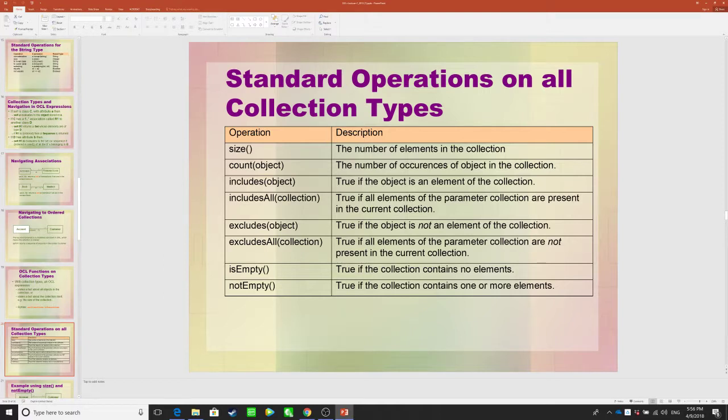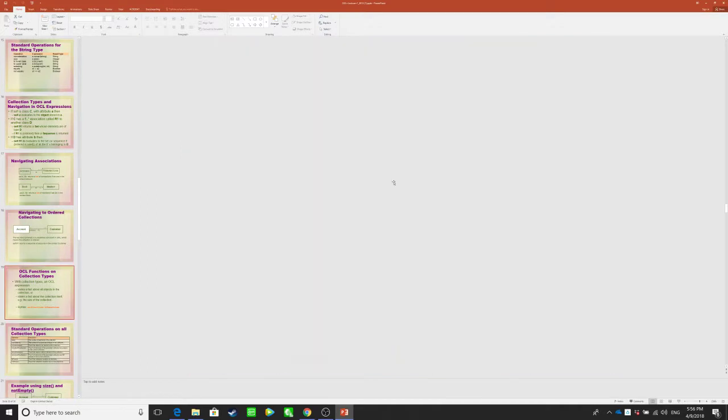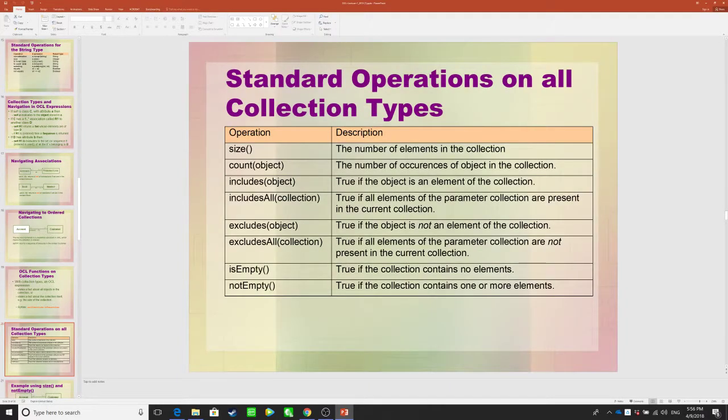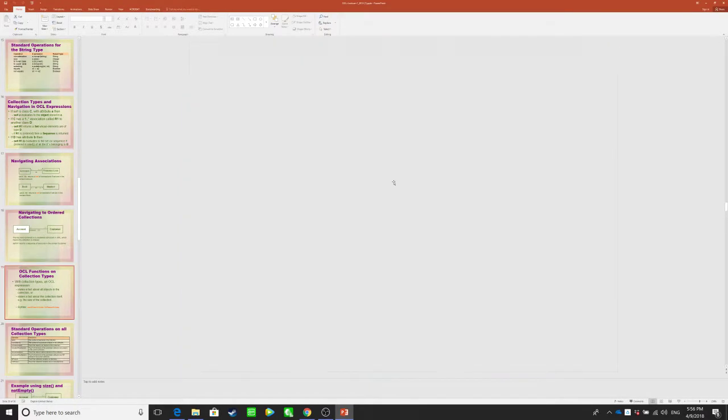Okay, so these are the operations on the collection types. It has size and count. These are called functions. They state a fact about the object and a fact about the collection, like the size, right? The collection size.